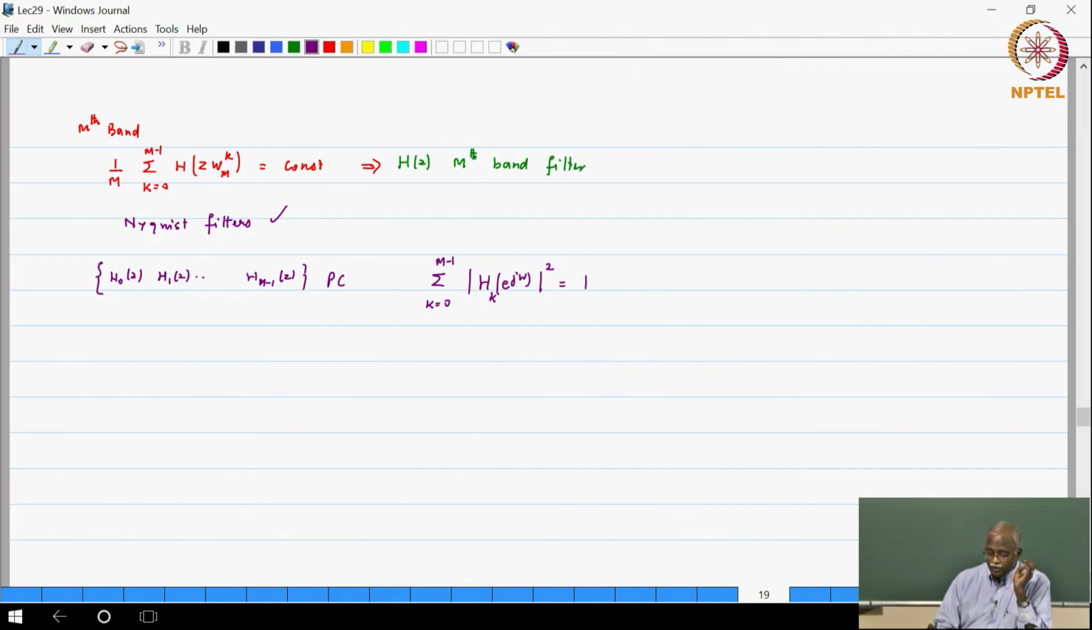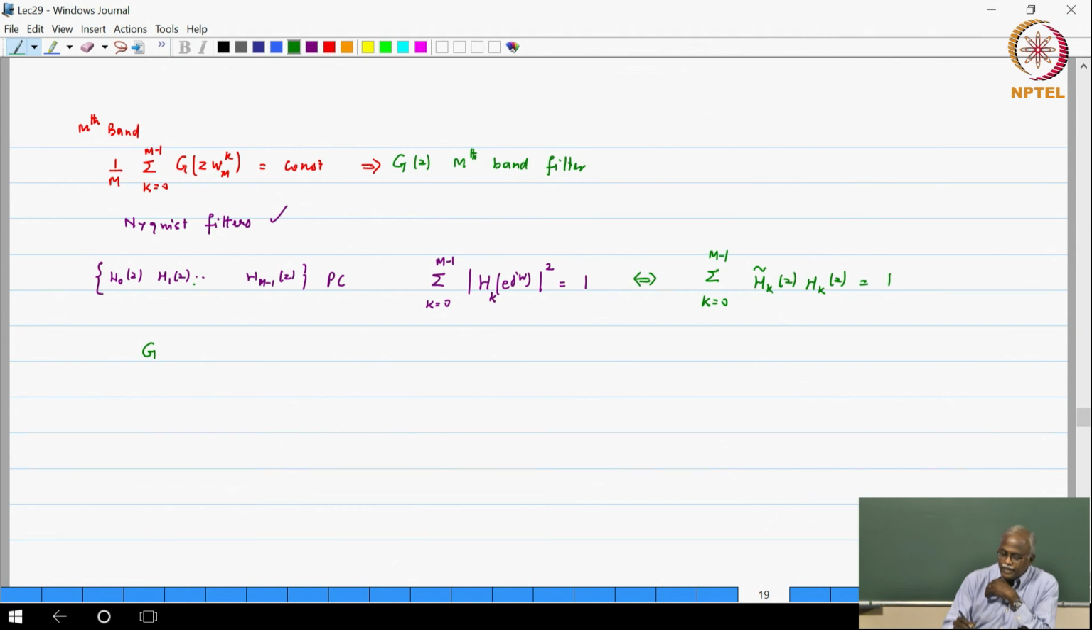Okay. Now, maybe I should have used a slightly different notation, let me call this as G. Then G of Z is the reason we show this side by side is if I have a mth band filter. So, by the way, this can be written as summation k equal to 0 to m minus 1 h k tilde of z h k of z equal to 1, right. That is the paraconjugate representation.